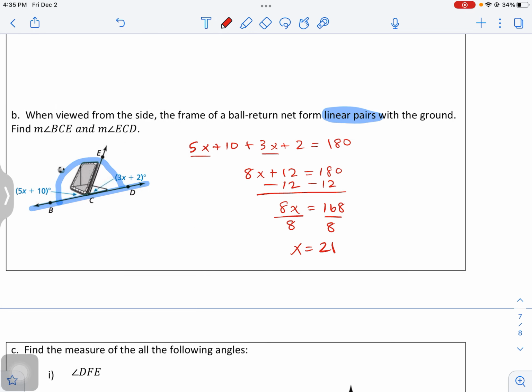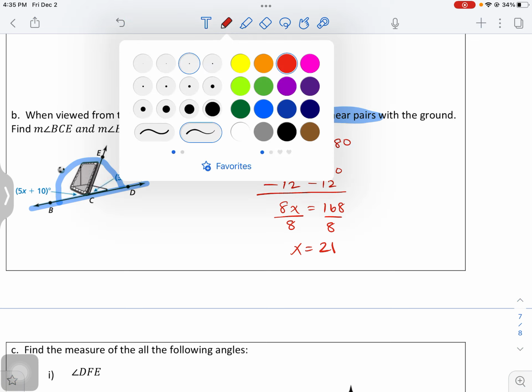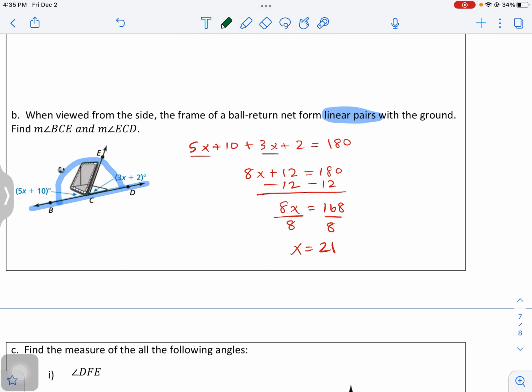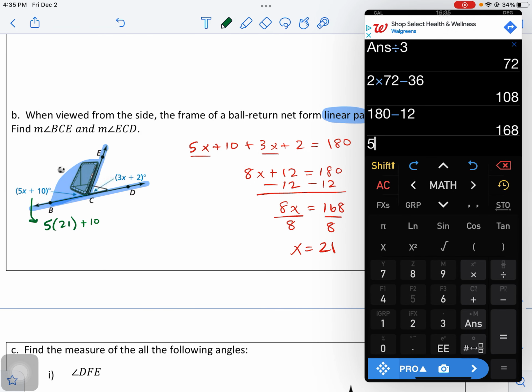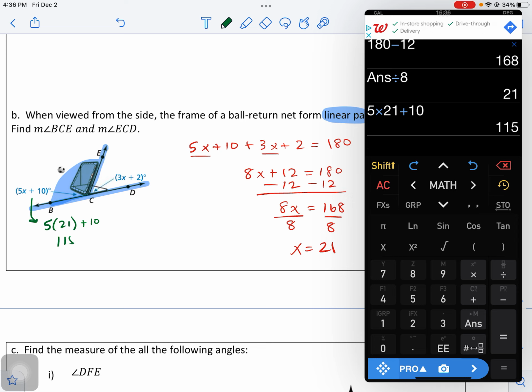But remember, it did not ask me to find x. It asked me to find the measure of BCE, and BCE is this angle right here. We're going to find the measure of this angle, and I'm just going to plug in where x is. So 5 times 21 plus 10, you can see that's 115 degrees. So the measure of angle BCE equals 115 degrees.